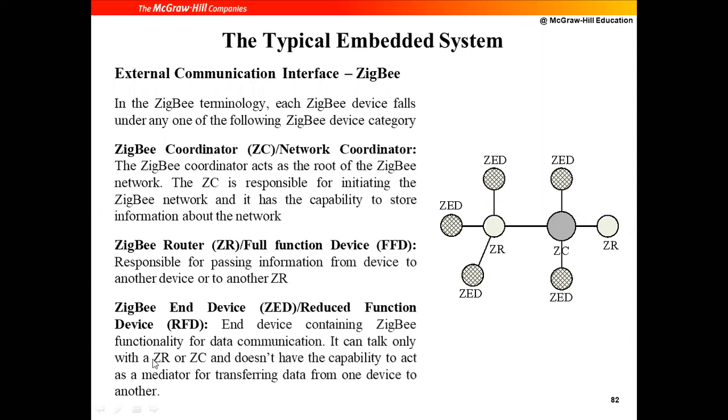It can communicate only with the ZR, that is the router, as well as the ZC, and doesn't have the capability to communicate from ZED to ZED. The communication should be done through the ZR as well as the ZC, which act as a mediator for transferring data from one device to the other device. So these are the different types of communication we have, in order to have communication from an embedded system, from one particular device to the external device, to the other devices.